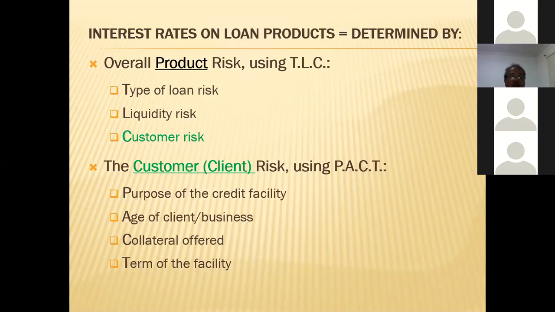So we have the overall product risk using TLC, which includes type of loan risk, liquidity risk, and customer risk. That last one, customer risk, we then look at in more detail under PACT. Again, the purpose of the facility, the age of the client or the business, the collateral offered, and the term of the facility.